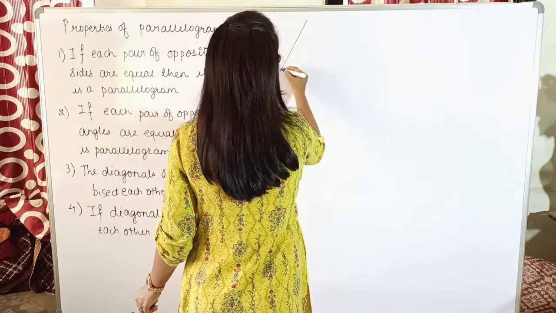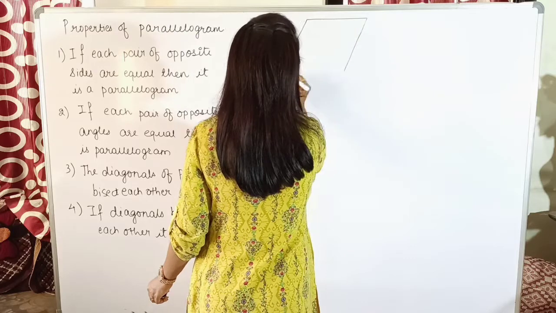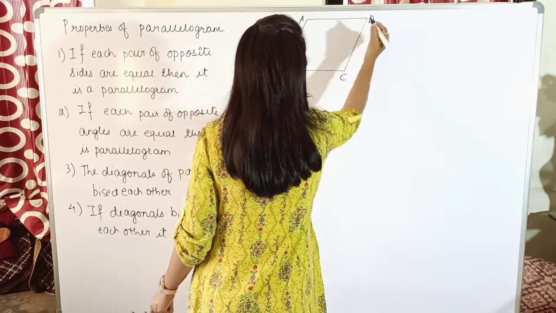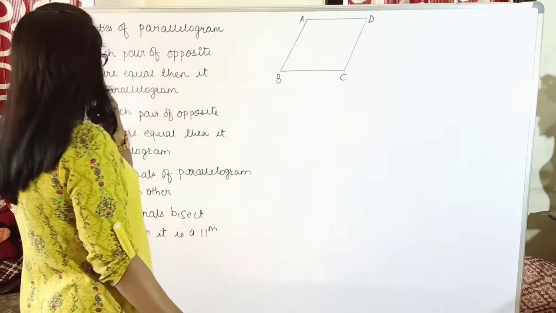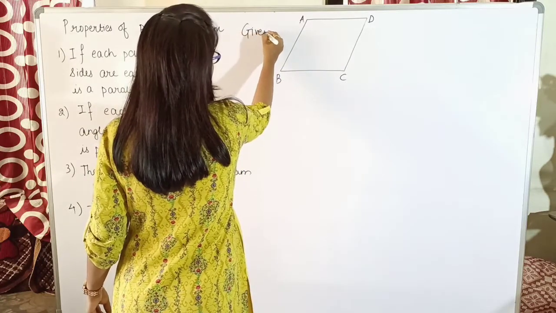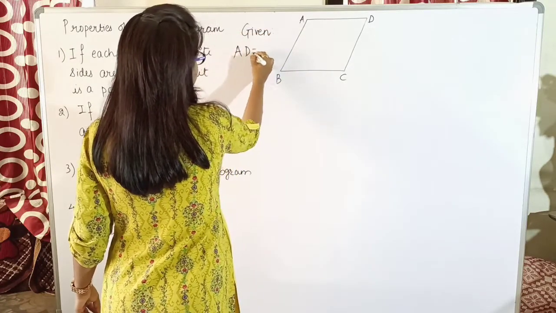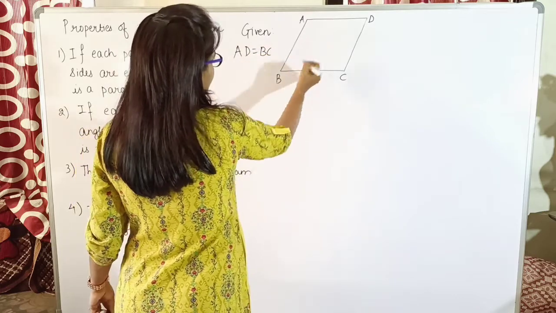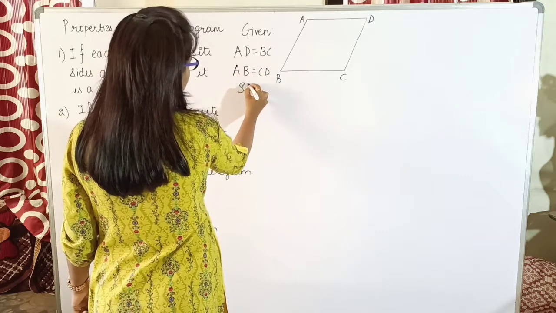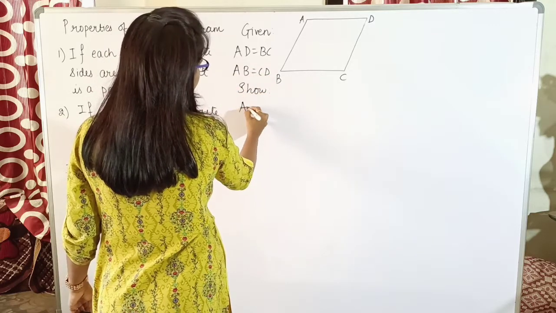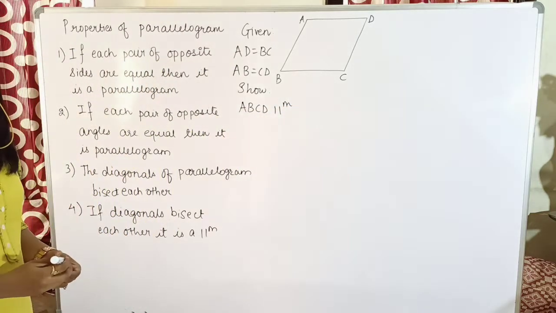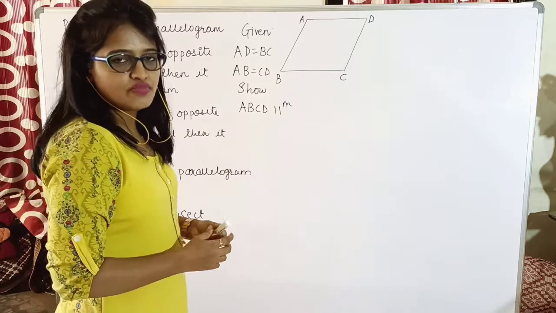So let us draw a parallelogram first, naming it as ABCD. Now they have given that the opposite sides are equal. It means AD equal to BC. So let us write down the given also, which says AD is equal to BC, whereas AB equal to CD. And you have to prove, or you have to show, that ABCD is a parallelogram.